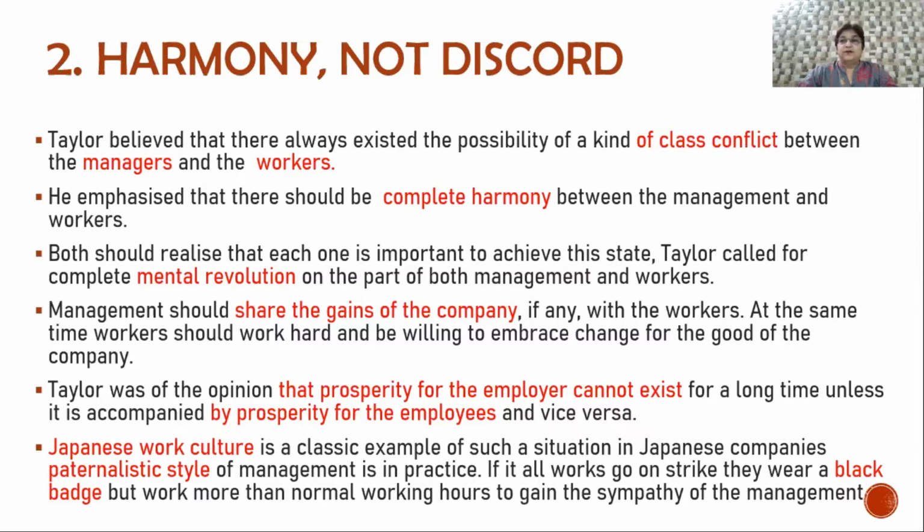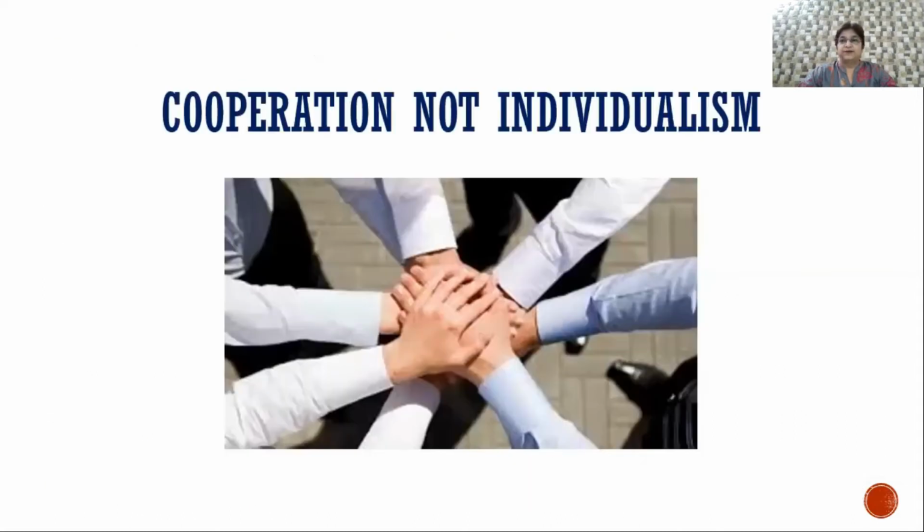And he also advocated the Japanese work culture. In the Japanese work culture, they have a paternalistic style of management where the management is actually a father figure to the workers, and the workers, if they're on strike, they just wear a black badge on their sleeves and they go and work even more because they want to show support towards the management. And they will not sit outside on dharna when they are on strike. So they will support the management, but they wear a black badge telling the management that, see, we are on strike and this is a problem, please look into it. So this was the second principle, harmony, not discord.